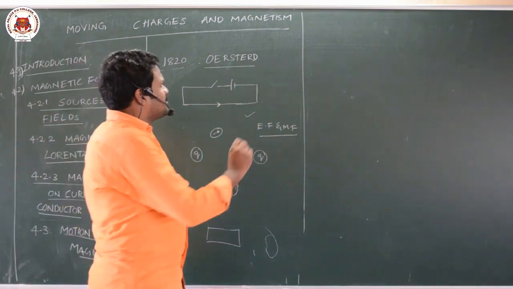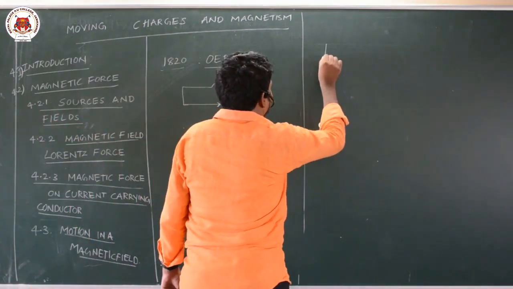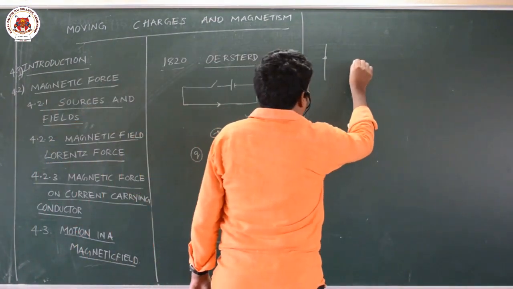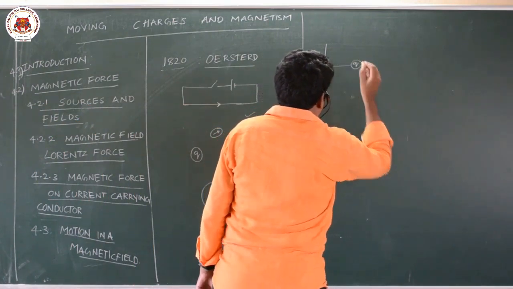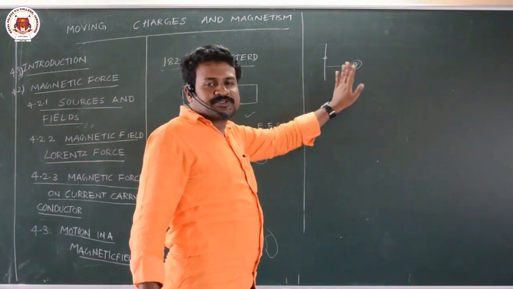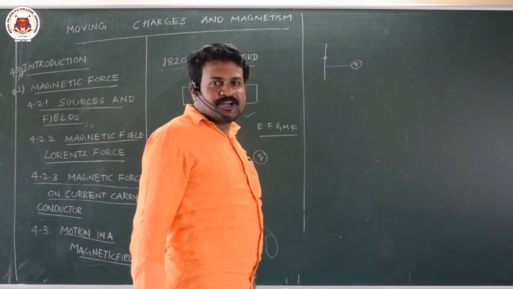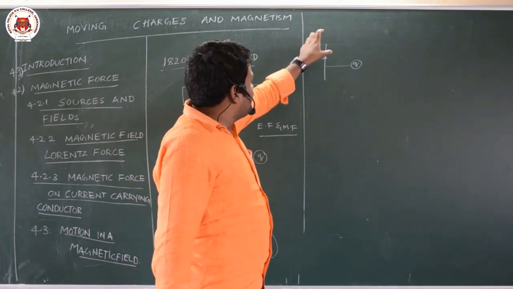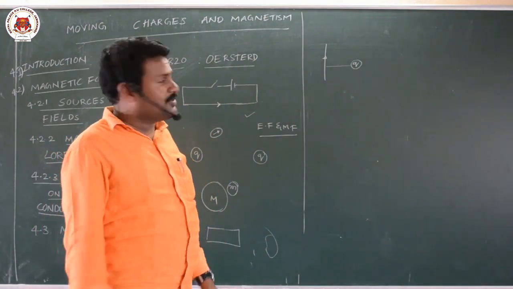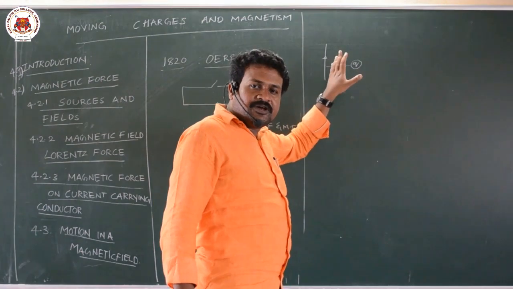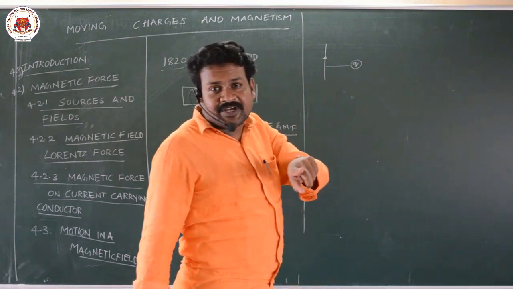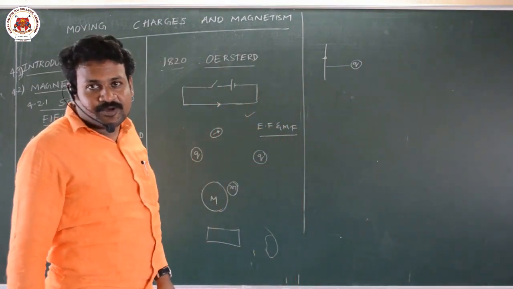One more thing, suppose there is a wire carrying current. If I keep a charge Q at rest near this wire, this charge will not experience any force, as it is at rest. The net charge of a conductor is always equal to zero. The conductor contains electrons moving in the direction opposite to the direction of current. But what is the net charge of the conductor? Net charge of the conductor is always equal to zero.